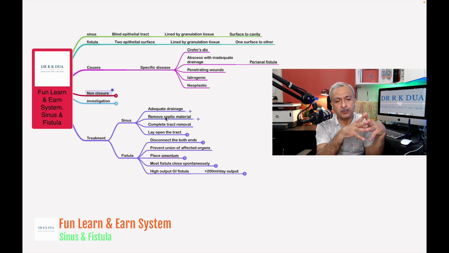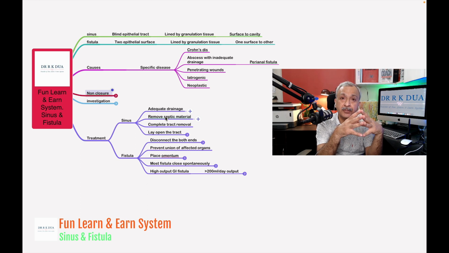In case of high output fistula, where the discharge of the content is more than 200 ml per day, there is loss of fluid, loss of electrolytes as well as proteins. So we have to replace the proteins, electrolytes and the fluid till the fistula closes spontaneously. We have to ensure that there is no distal obstruction. We have to give the nutrition through the intravenous route if it is possible.